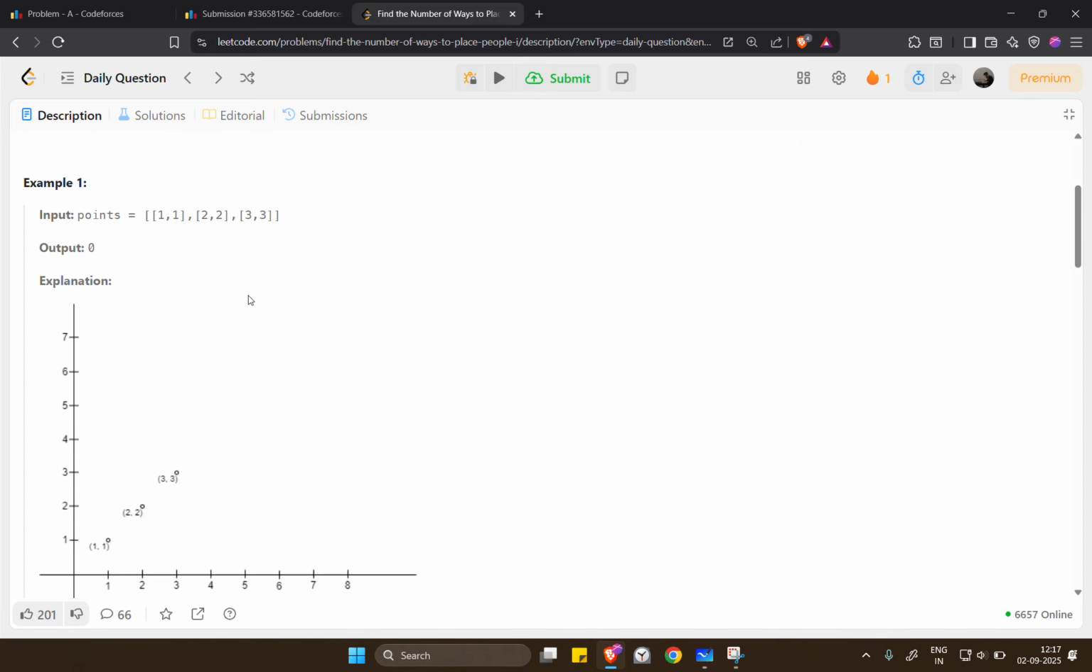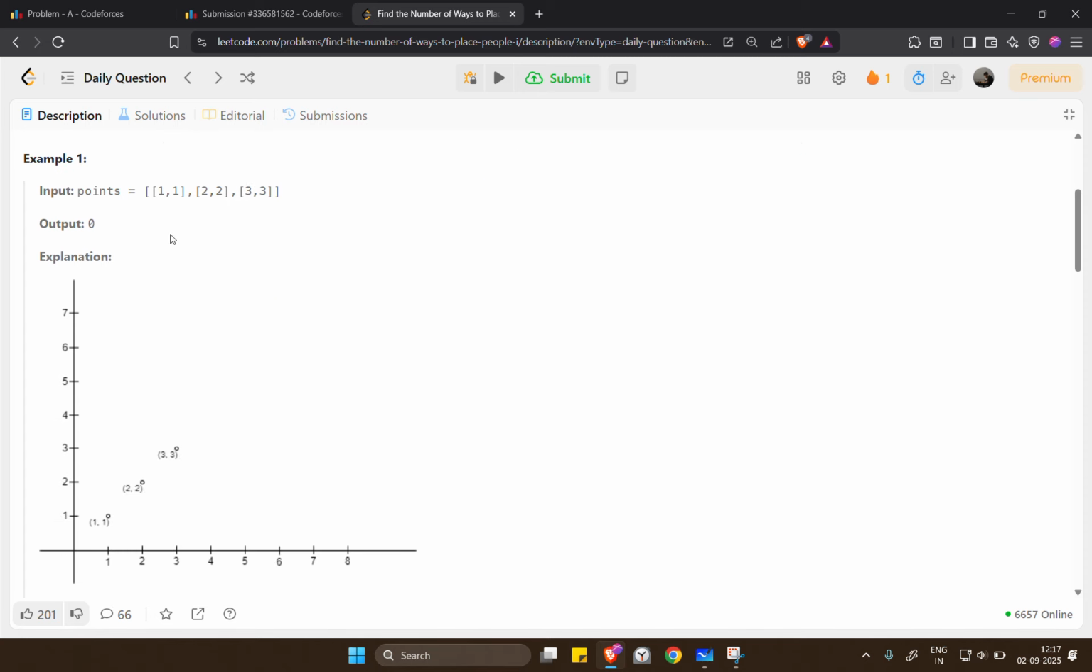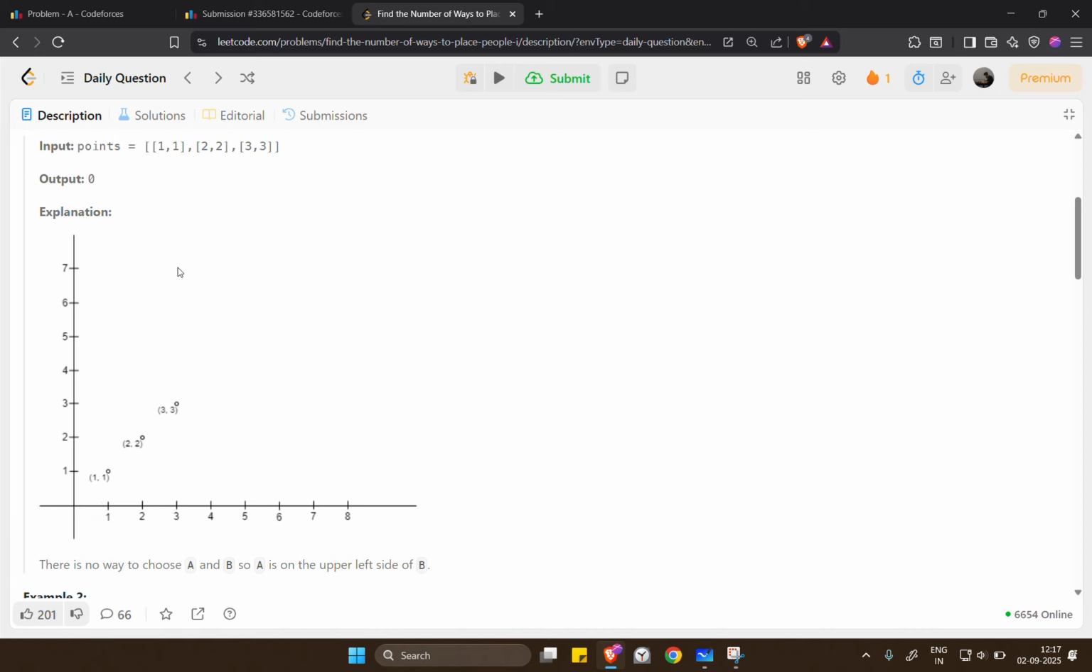Okay, so to understand it more clearly, let's take a look at these sample test cases. So here we are given 3 points. 3 points are marked very nicely here on this coordinate plane. As we can see, output should be 0 because there is no pair of points such that one point is on the upper left side of the other.